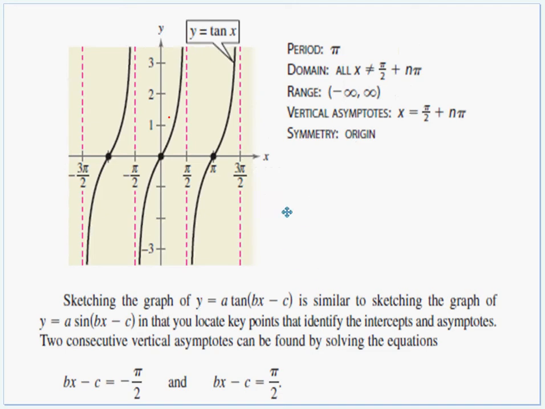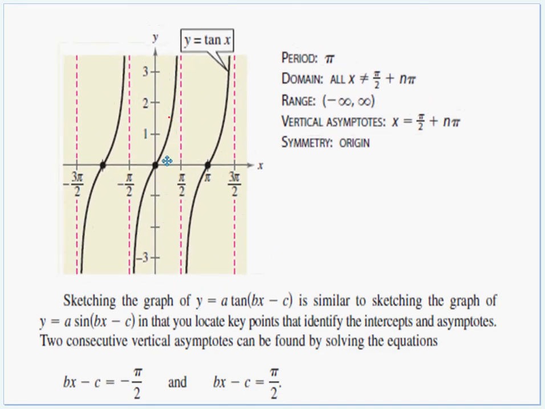So here's a look at the graph of tan. Notice we do have vertical asymptotes, and the function does snake in between those, heading to positive and negative infinity. When we did sine and cos, the period of sine and cos was 2 pi. So our big difference here with tan and cotan is the period is now just 1 pi. We have vertical asymptotes at half pi and every pi after that. Sketching the graph of the tan function is similar to sketching the graph of sine in that you locate key points and identify the intercepts and the asymptotes.